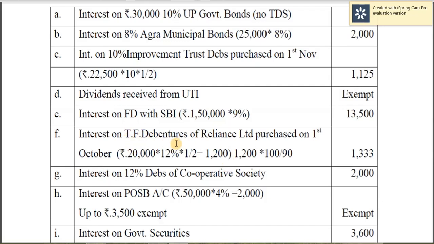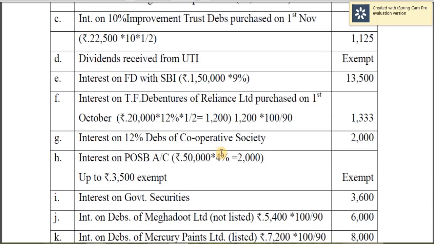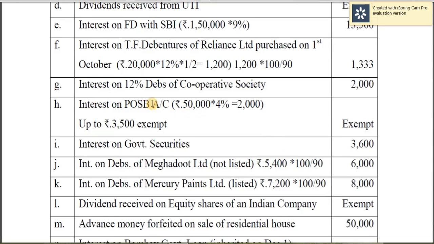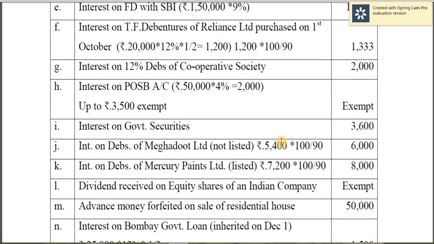Since it is a tax-free debenture, it should be grossed up. So 1,200 into 100/88. Interest on 12% debentures of cooperative society, no TDS, so straight away 2,000. Interest on post office savings bank account: 4% on 50,000 comes to 2,000, it's less than 3,500, so totally exempt.